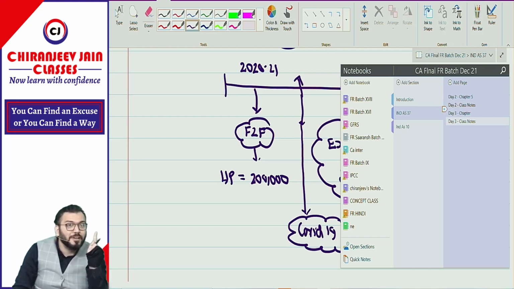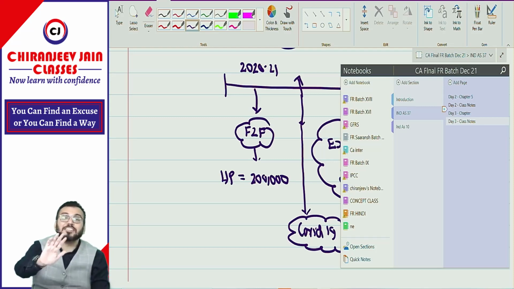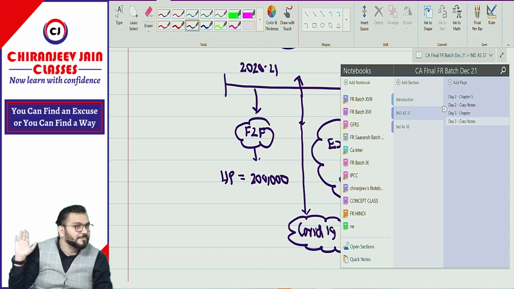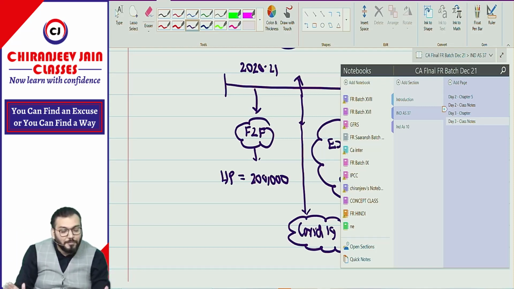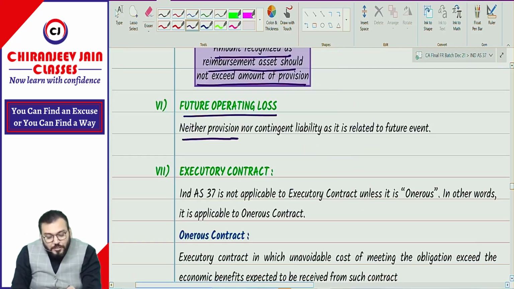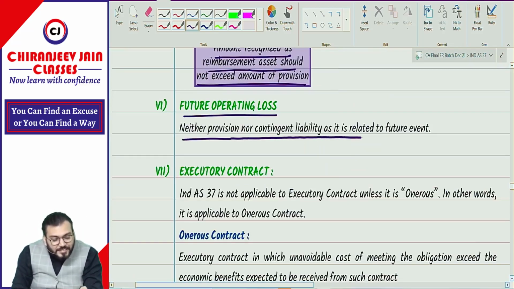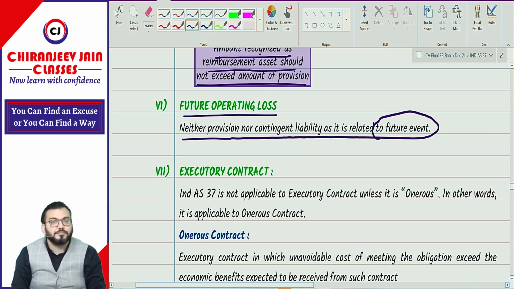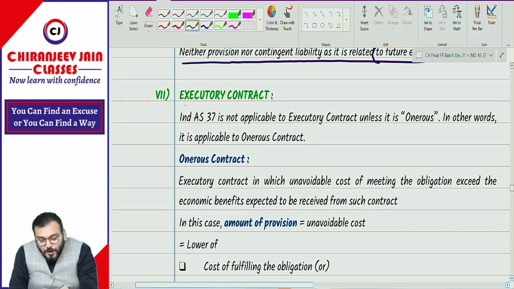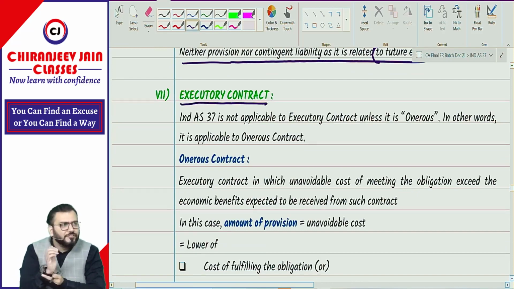Not impairment losses. An asset might be impaired. That is coming soon in your life. I'm saying operating losses. Operating losses means business profit. My asset might be impaired, but for asset impairment, we need to refer to Ind AS 36. Correct? Understood? Yes, sir. That is only given. Neither provision nor contingent liability, as it is related to a future event. Correct? Next point is executory contract. Do you know about executory contract?